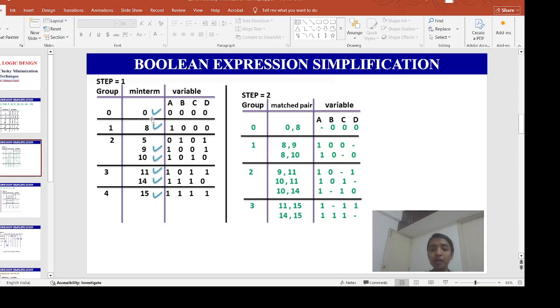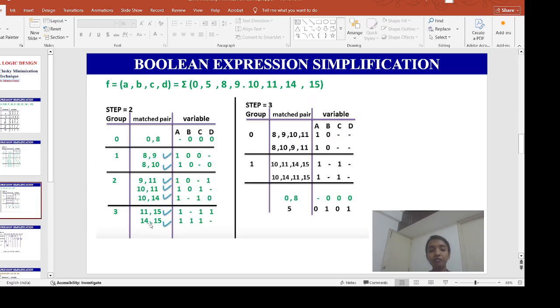Now, one thing I have to mention: the matched pairs that we have got, we have to put a tick mark here. 0 8 matched pair, we can put a tick mark here. 8 9 matched pair, tick mark here. 8 10 matched pair, tick mark here. So across all the matched pairs, we have to put tick marks. 9 11, 10 11, 10 14, 11 15, and 14 15 are matched pairs, so we put tick marks. But for 5, we can't put any tick mark because we couldn't find any matched pair with it.